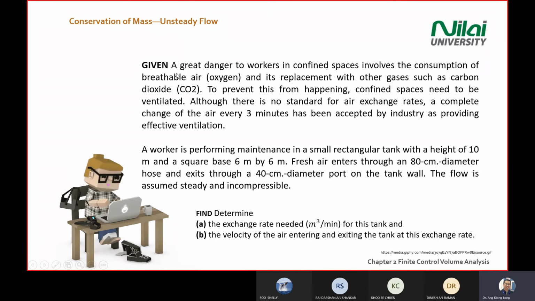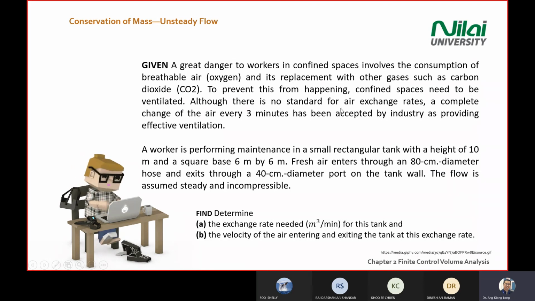We are given a scenario, and most of the time for this module, we will look at a realistic case. I'll give you a scenario, and from the scenario itself, you solve the question using the equation. The scenario here is that a worker works in a confined space, involving the consumption of oxygen and its replacement with other gas such as CO2. To prevent this from happening, a confined space needs to be ventilated, meaning the air needs to be able to flow.